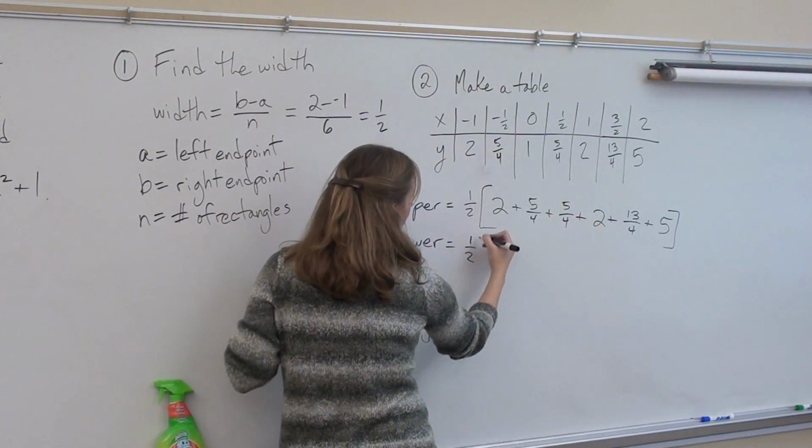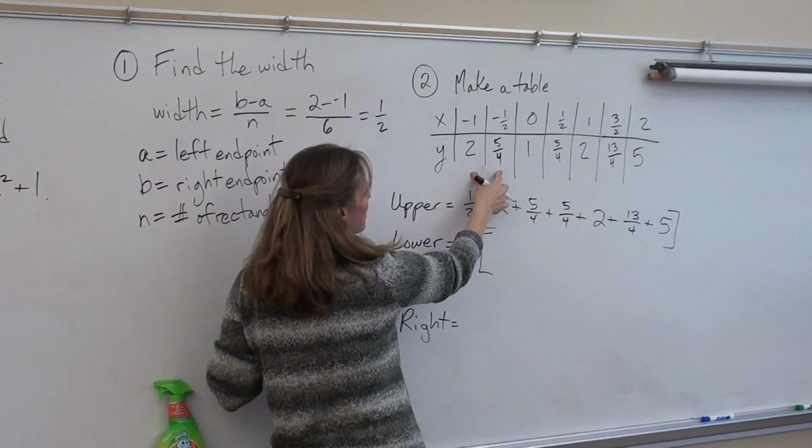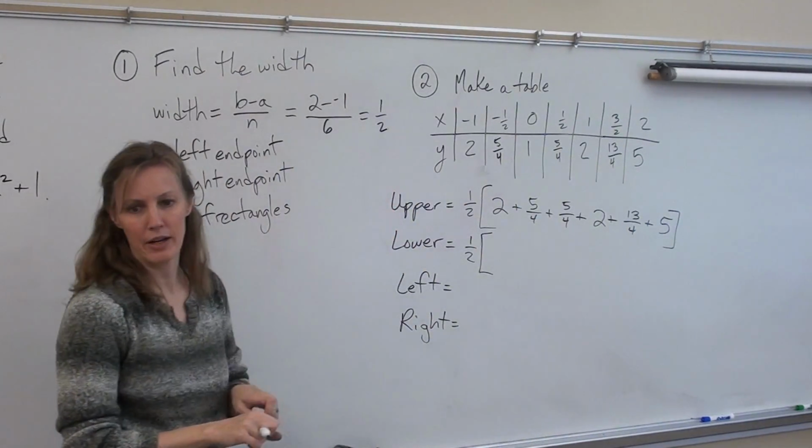Lower. So everyone take a second. You're going to do each pair and just pick the lower number. Everyone see if you can find the 6 heights for your lower rectangles.